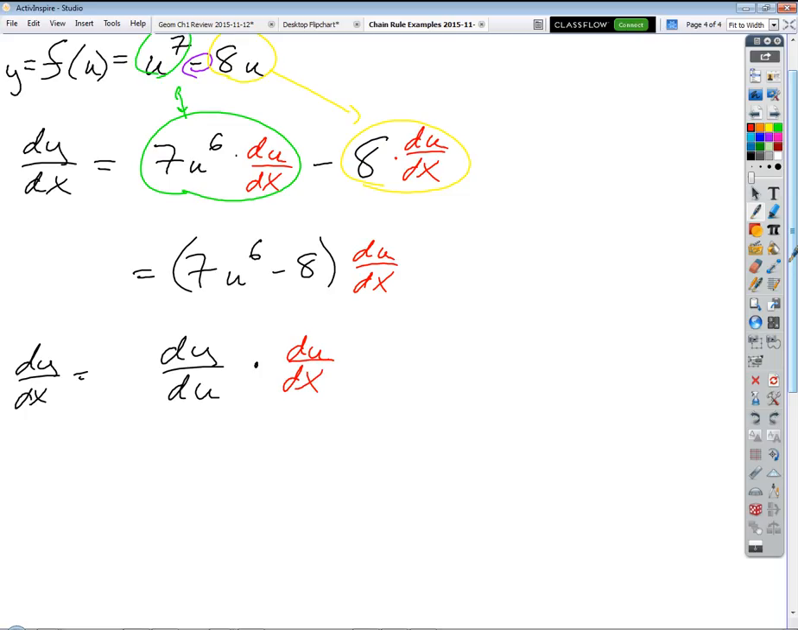Would you agree that dy/du is just going to be 7u to the 6th minus 8? Right? That's it. Okay, so there's my 7u to the 6th minus 8. That's my dy/du times, I need a du/dx there though, by the chain rule. dy/dx would have to equal dy/du times du/dx, so those du's could cancel, right? There's my du/dx. Isn't that cool?